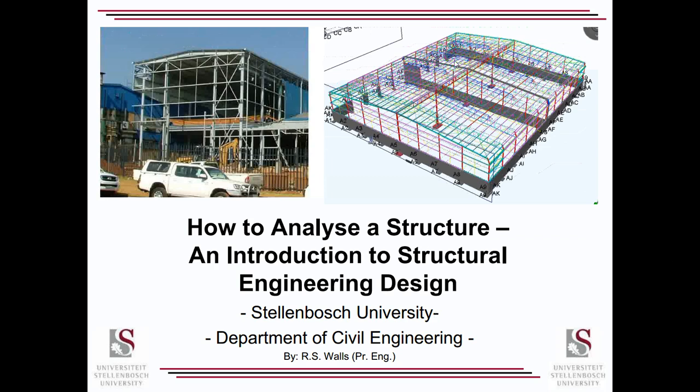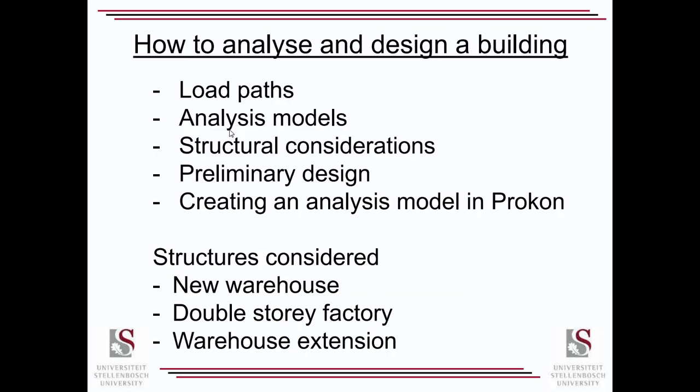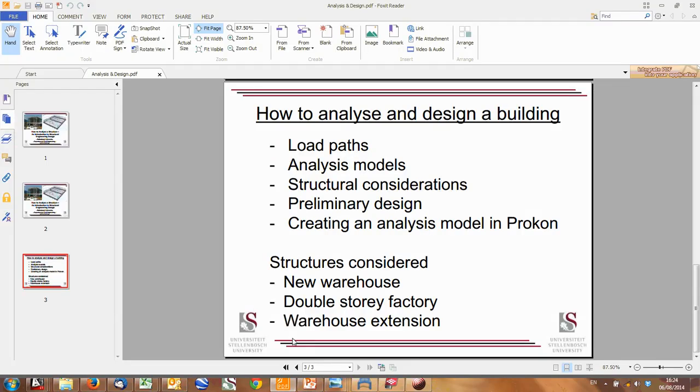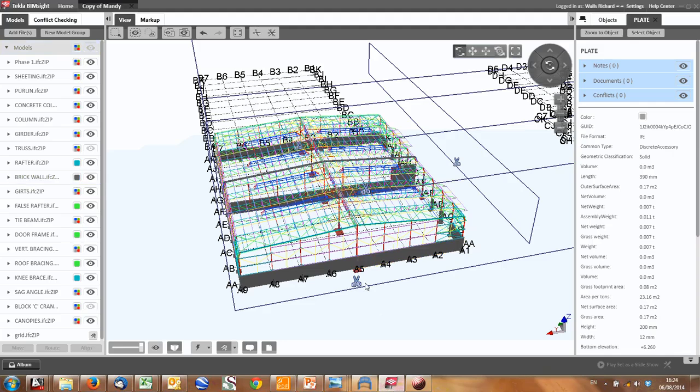What we're going to be looking at is various three-dimensional models and even some pictures of completed structures, but also some analysis models. We're going to look at various things: load path, analysis models, structural considerations, some preliminary designs you can check, calculations, creating an analysis model in Procon. We're going to consider various structures: a new warehouse, a double-story factory, and also an extension to an existing warehouse. I'm just going to pull up my first model now.